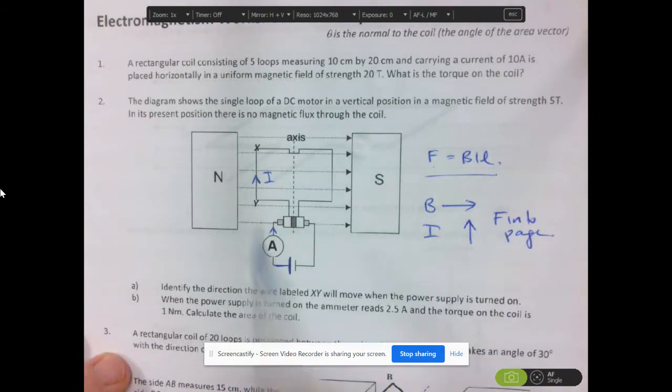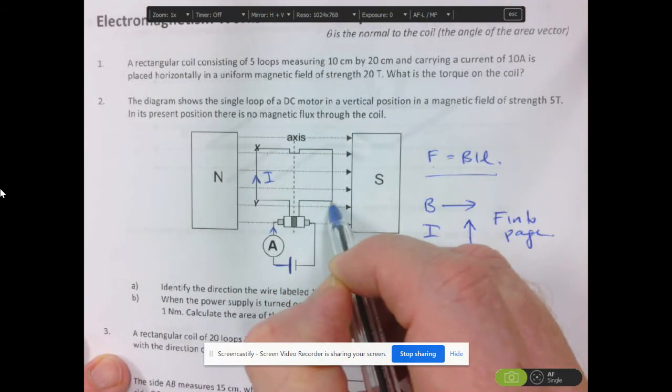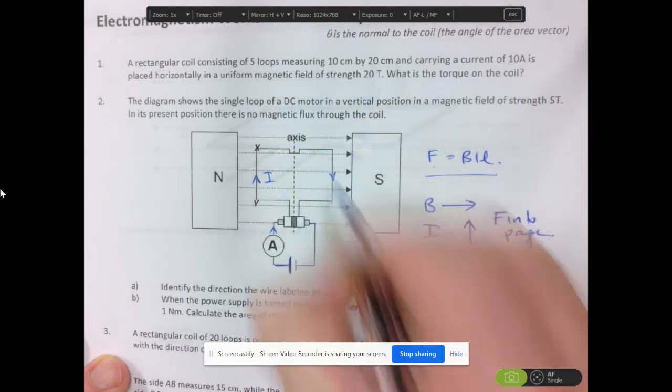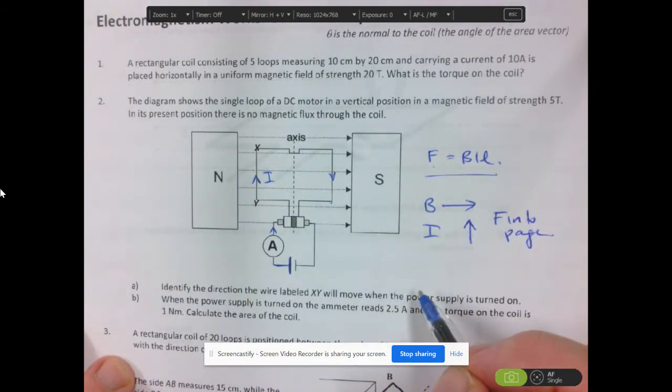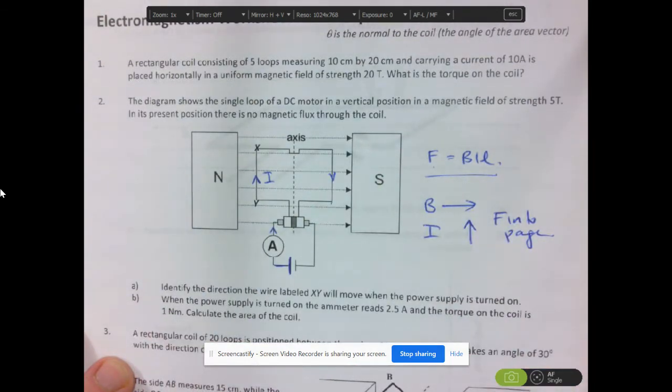Okay, so XY will be pushed into the page, and this one over here, on the outward journey where the current is in the opposite direction, will be pushed out of the page. So we would get a torque on both sides of this coil.